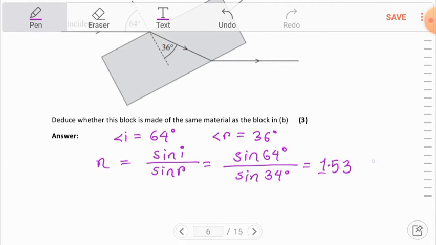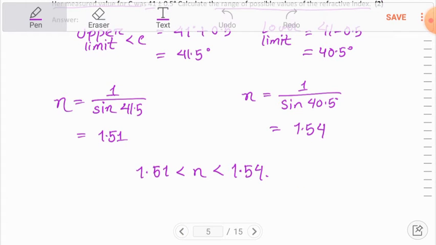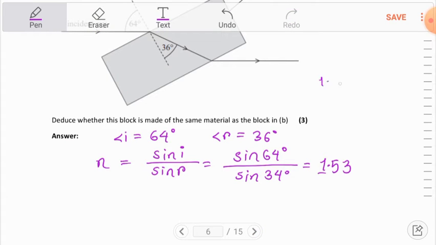So this is the refractive index. Let me remind you that in our previous part, part B, the range for the refractive index of that material was 1.51 to 1.54. So let me write it down here on top: 1.51 < n < 1.54. This was the refractive index of that material, and we need to find out if the material from which this block is made is actually the same as that of the semicircular block. We can see that the refractive index of this block falls within this range for the semicircular block. So we can say that they are actually made from the same material.